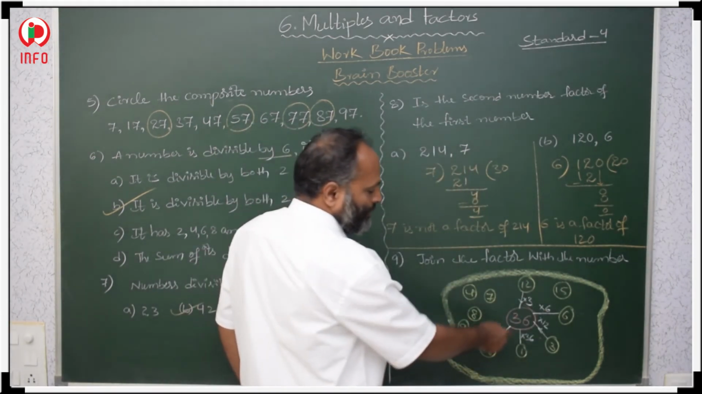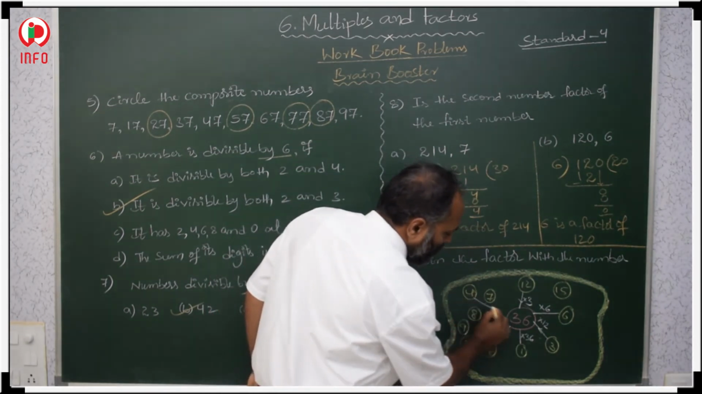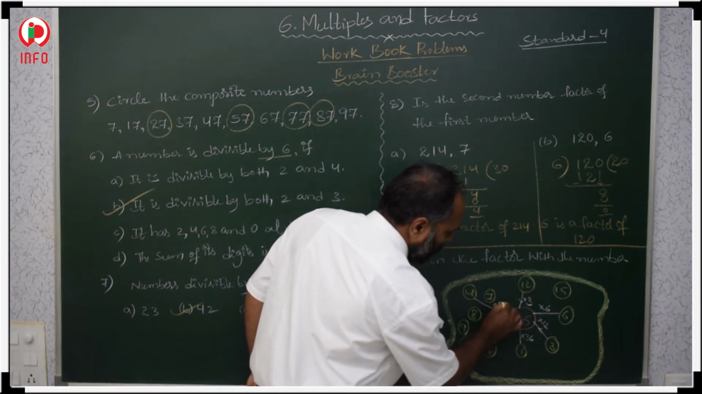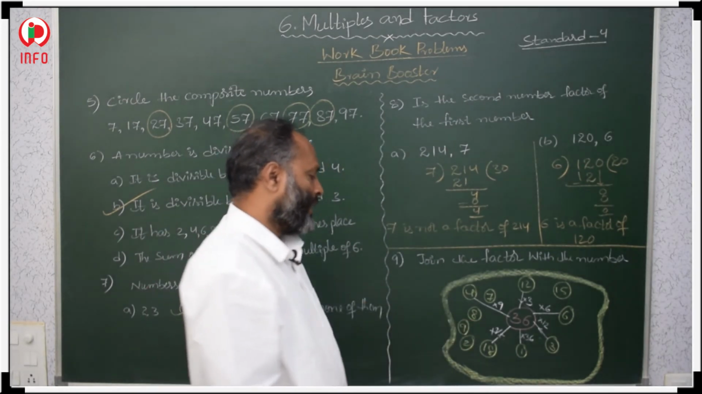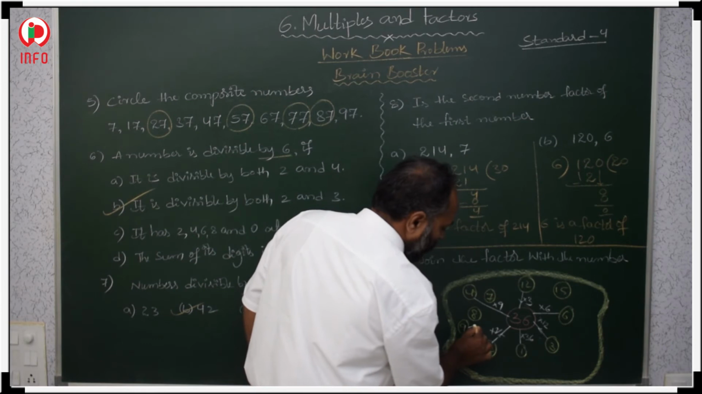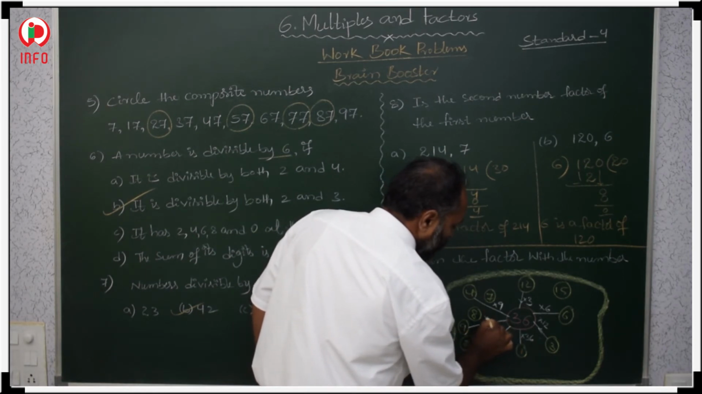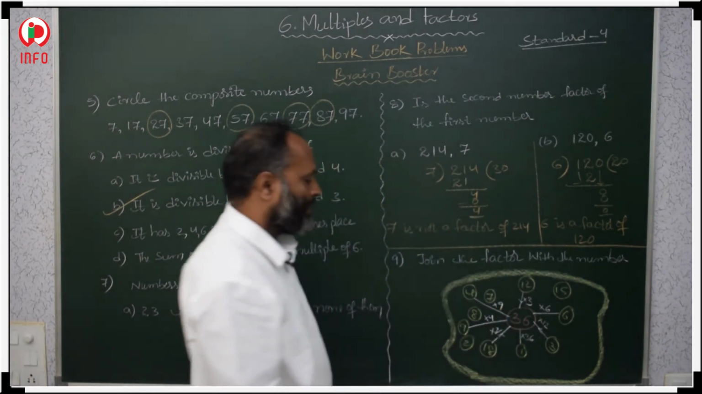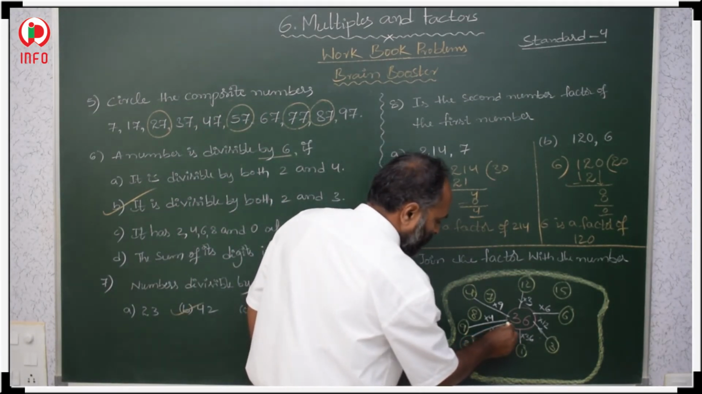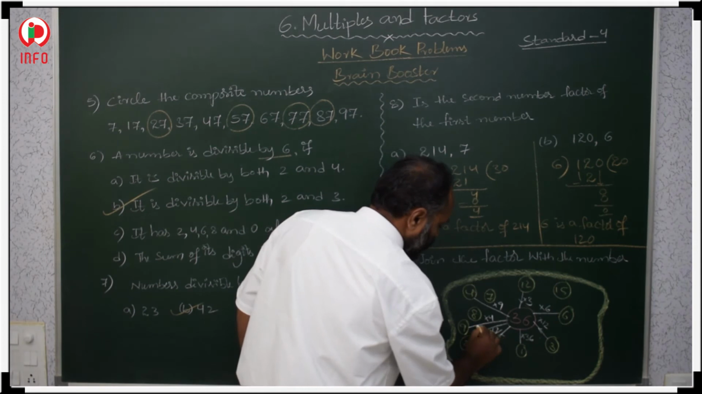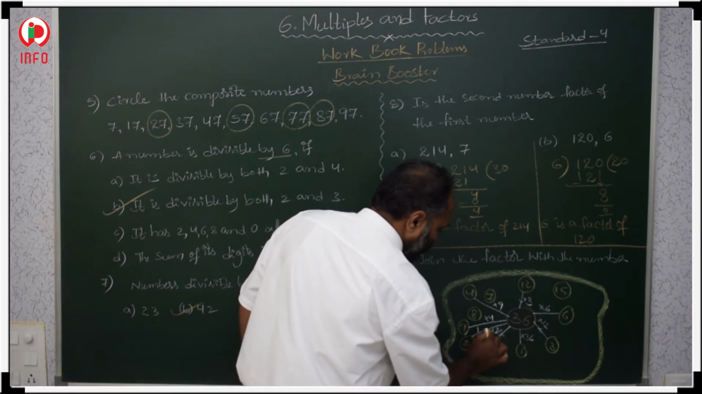Next, in the 7 table we won't get 36. In the 4 table, 4 9s are 36. In the 8 table also we won't get it. In the 9 table, we will get it: 9 4s are 36. Then in the 2 table, 2 18s are 36.